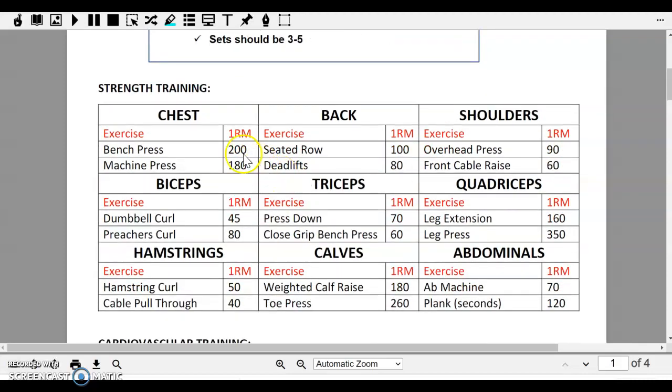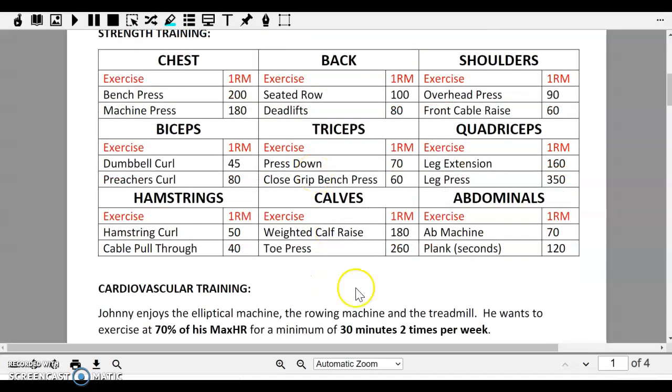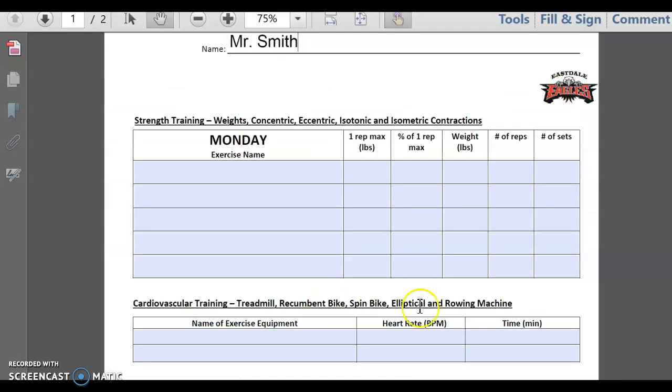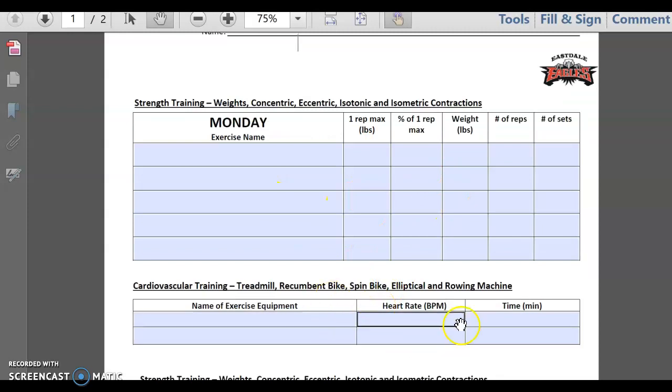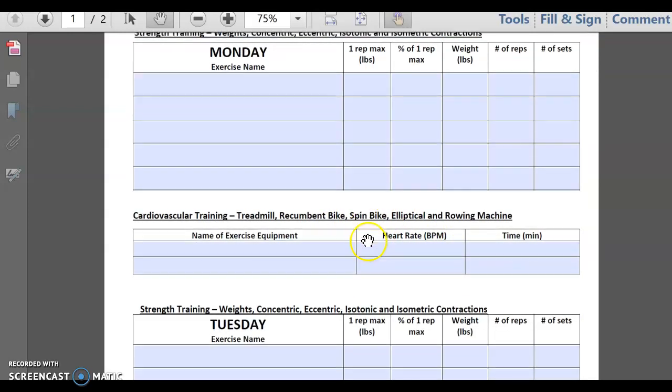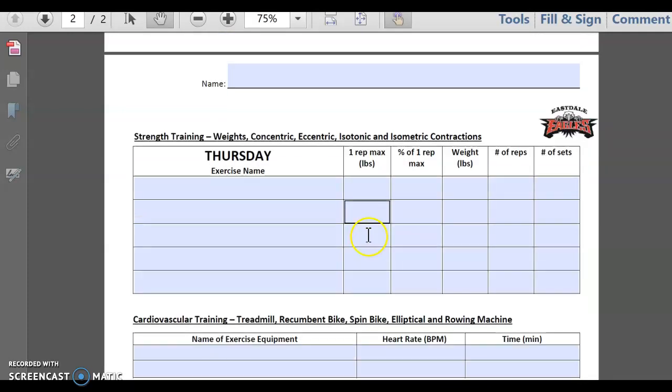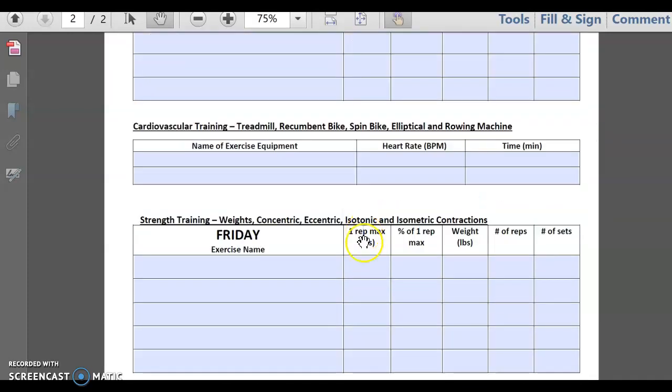I've isolated some exercises that you could choose from for the different parts of the body. These are the exact same parts of the body that you had in class. I've given you the exercise name, for example, bench press, and Johnny's 1 rep max, in this case 200 pounds. Your task is to fill out this Google form, the same thing we've done in class, for strength training workouts and cardiovascular training workouts for 4 days a week. You've got Monday, Tuesday, and then Thursday, Friday, the same exact way we've done it in class.